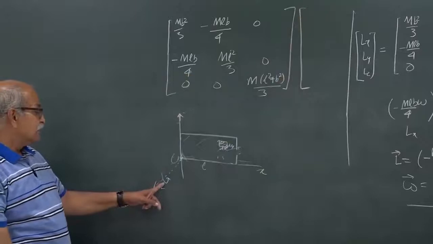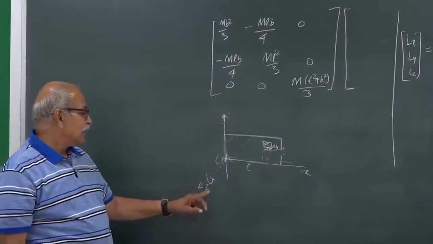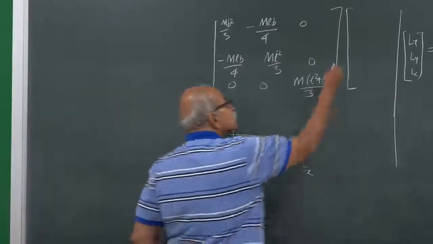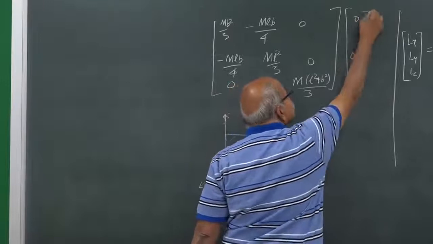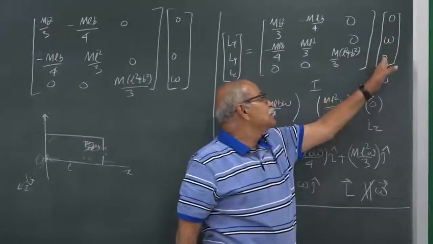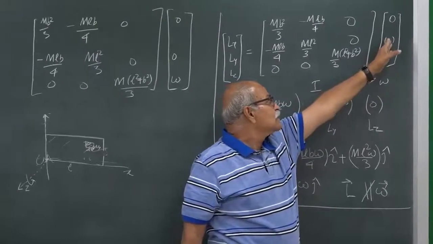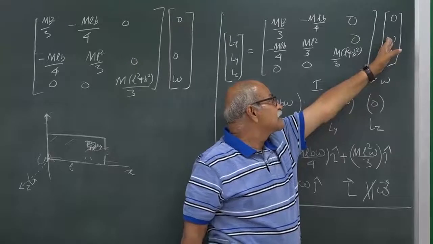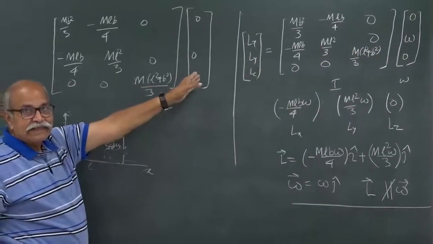Omega is now in z direction. So, omega x is 0, omega y is 0 and omega z is omega. So, this is 0, 0 and then omega. That is the difference. Here it was 0, omega, 0, this angular velocity vector was in the y direction; here this angular velocity vector is in z direction.